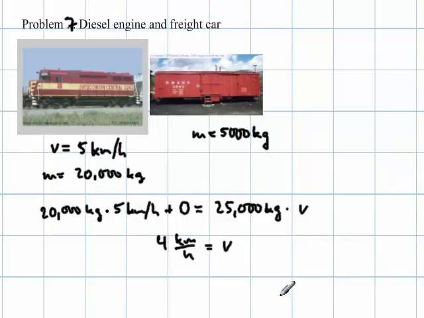And when we look at that, that would make sense, because the diesel engine in colliding with the freight car has to be slowed down, so going from 5 to 4, and because it has much more mass, much more momentum, it's not going to be slowed down that much by the freight car.